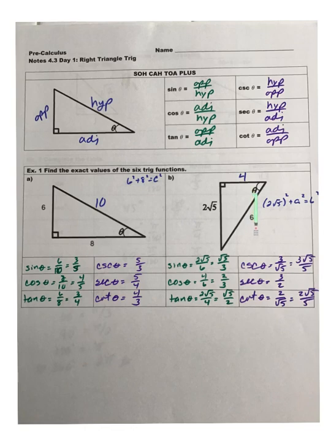All right, so now here's theta, which means looking at theta, 2 root 5 is the opposite leg, 4 is the adjacent leg. 6 is the hypotenuse because it's opposite the right angle. So sine theta, 2 root 5 over 6, but the 2 and the 6 can reduce, so root 5 over 3. Cosine theta, 4 over 6, adjacent over hypotenuse, so 2 over 3. And tangent theta, opposite over adjacent, 2 root 5 over 4, which can reduce to root 5 over 2.